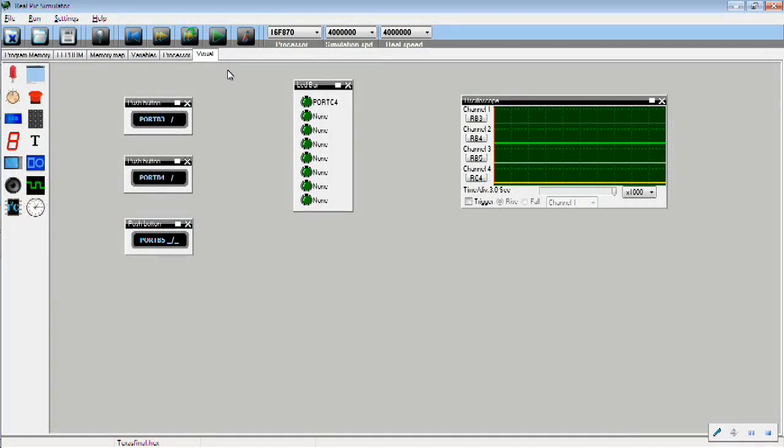For simulation, we have used the RealPIC simulator. Here we have considered the case where a vehicle is crossing sensor C and a pedestrian is passing through sensor A and sensor B. This is sensor C, this is A and this is B. The LED shows the output indication and the oscilloscope will show the switching of different points.